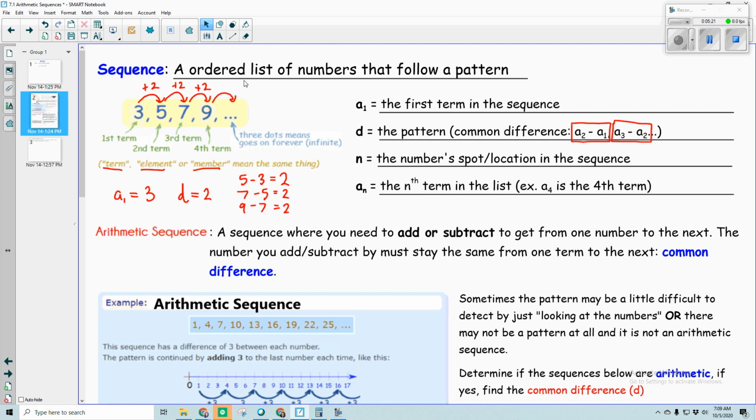Maybe it's the 10th spot, so you plug in a 10 for n, or maybe it's the 100th spot in the list. But this is talking about the location in the list.